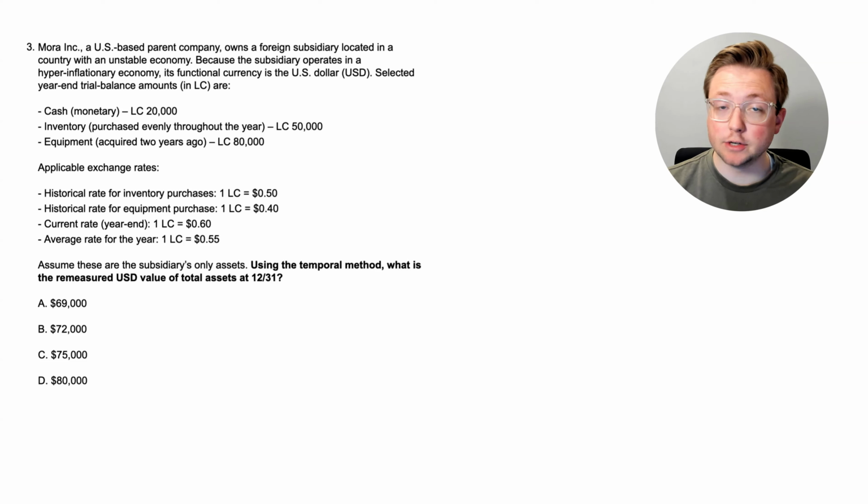And the applicable exchange rates, so this is kind of similar to question 2. Historical rate for inventory purchases, 1 local currency equals 50 cents. Historical rate for equipment purchase is 1 LC equals 40 cents. And the current rate, which was at the year end, is 1 local currency equals 60 cents. And the average rate throughout the year is 55 cents. So assume these are the subsidiary's only assets. Again, using the temporal method, what is the remeasured United States dollar value of total assets at 12/31?